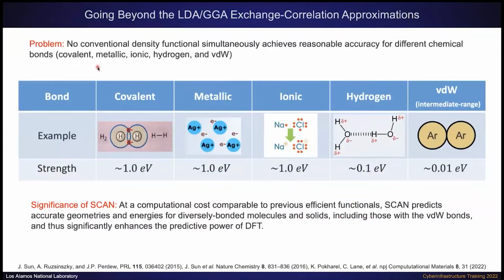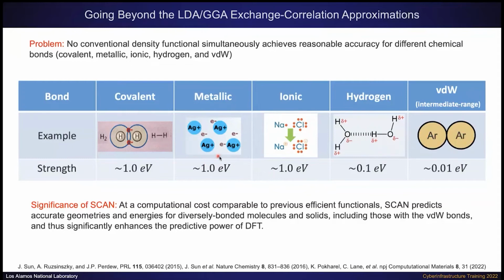And so at least to date, except for maybe SCAN, no conventional density functional theory is able to reasonably achieve accuracy for these different chemical environments simultaneously. So we have covalent bonds, and you can think of silicon or an H2 type molecule binding. We have metallic environments where of course we can readily give up electrons, and you can think about silver. We have ionic bonding, where we can share electrons between different atoms in the system quite readily. Hydrogen bonding, which is quite weak, and also van der Waals intermediate range binding, which is even weaker, because these are based on the electronic dipole fluctuations in both atoms that tend to pull things together. And so currently no functional is able to tie all these things together under one description.